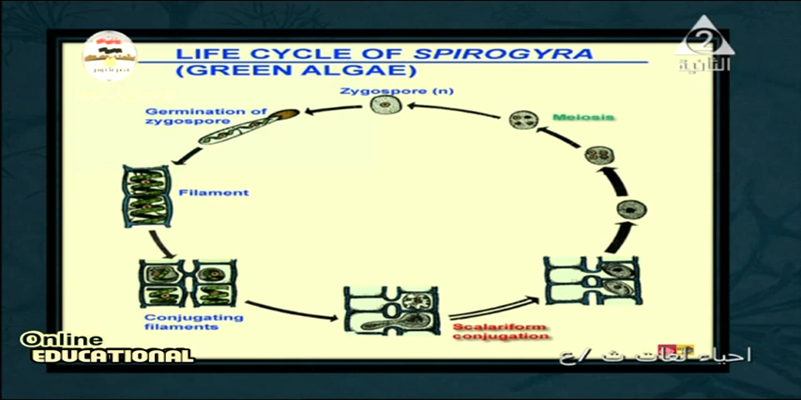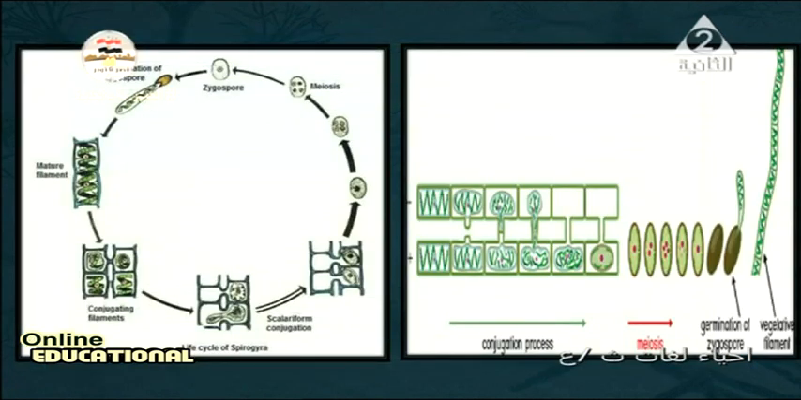Okay. What happens? In one of the filaments, one cell that contains the protoplasm rolls on. Roll on means rotate around itself, making a sphere, or circle. This sphere can be transferred from this row to another row, forming a new individual. This is the filament and conjugation in Spirogyra by scalariform. This is the form of Spirogyra.